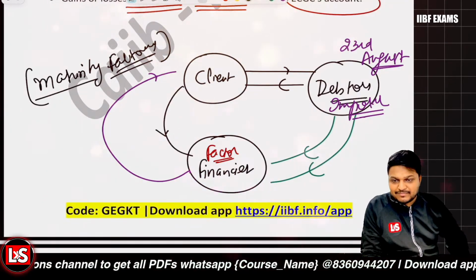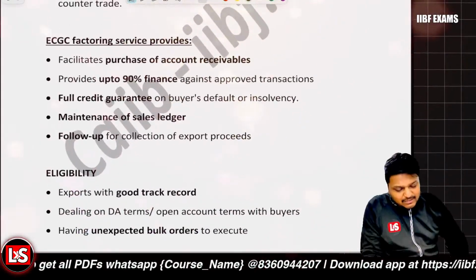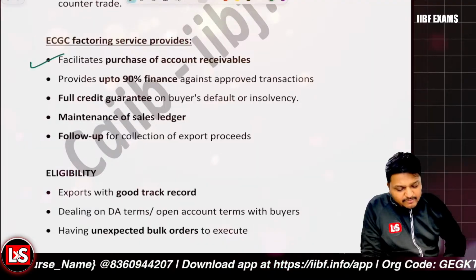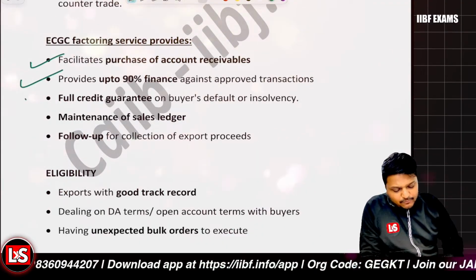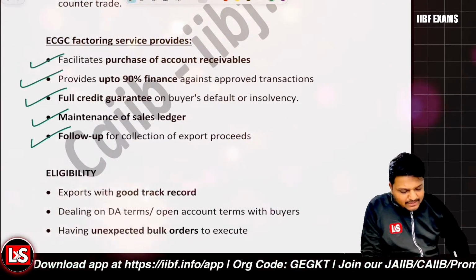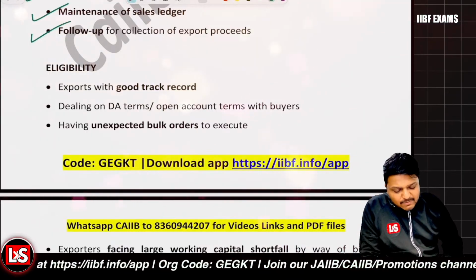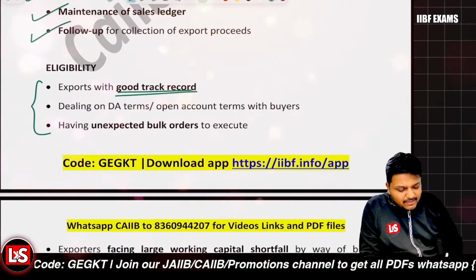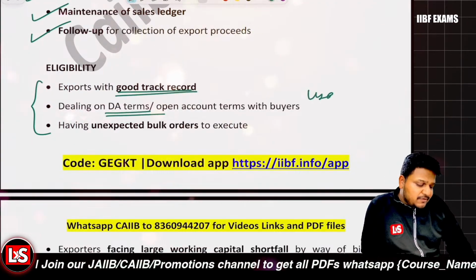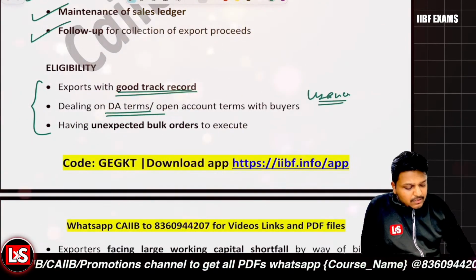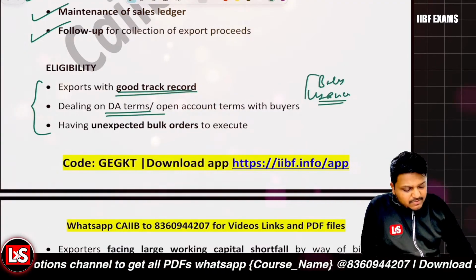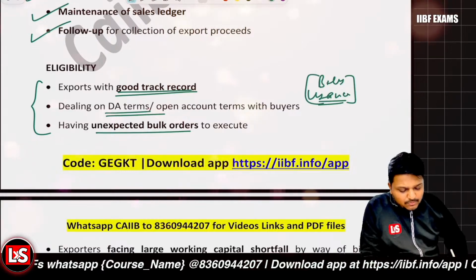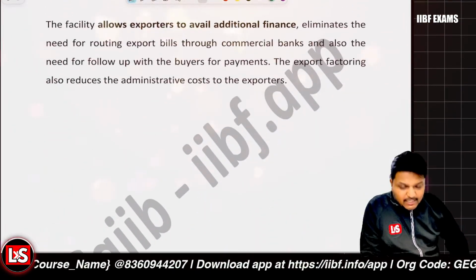That's about it, right? So ECGC is basically going to facilitate purchase of the account receivables, and provides 90% of the finance, full guarantee, maintenance of the sales ledger, follow-up, etc. Now, who is eligible? Exporters with a good track record are eligible. And further, if it is on documentary acceptance terms, like on usance basis, if the bills which are drawn are on usance basis, those are eligible. And those having unexpected bulk orders to execute are eligible in that scenario. Clear with it so far?